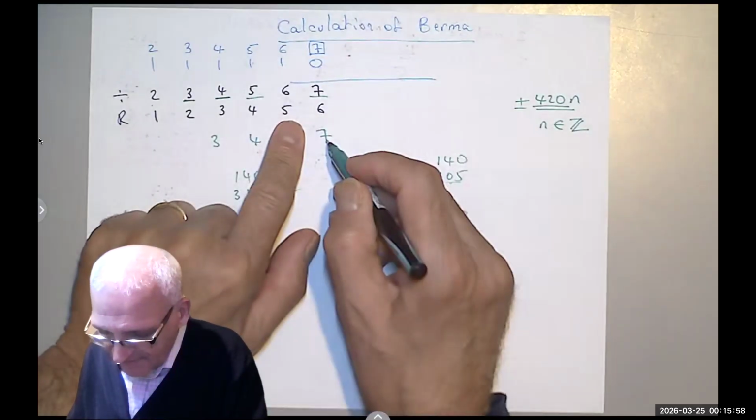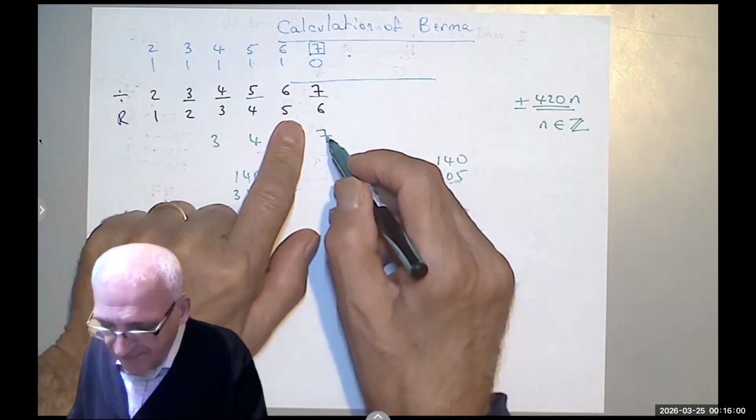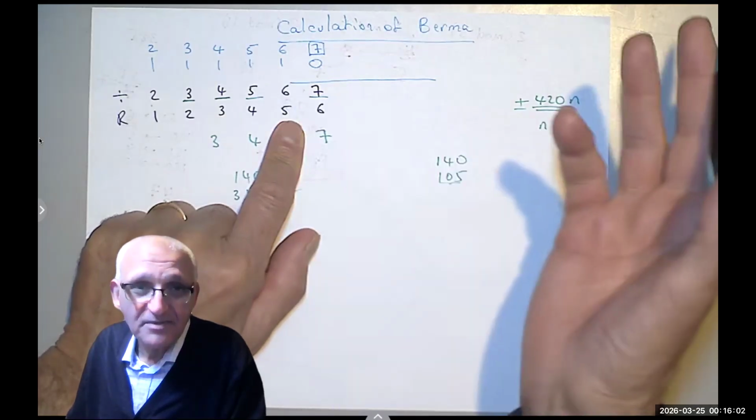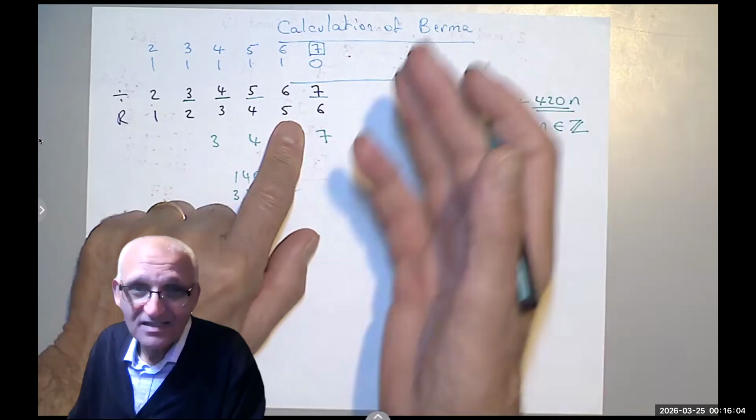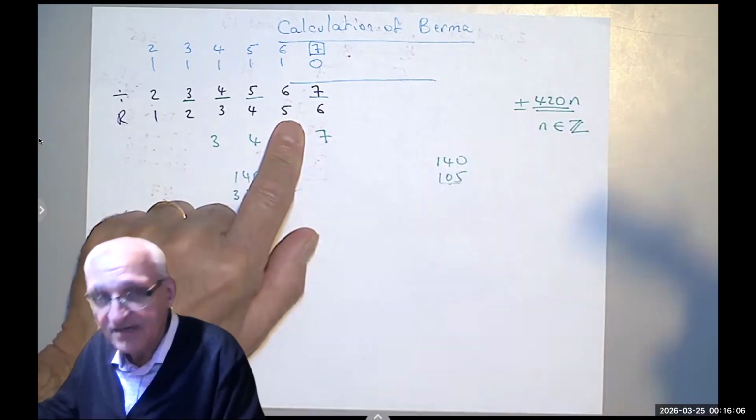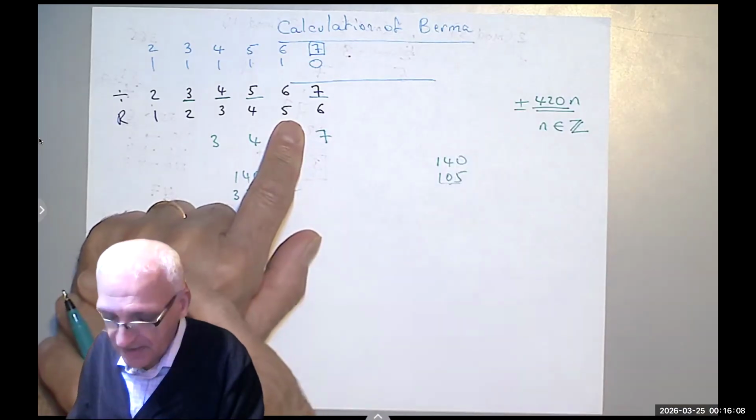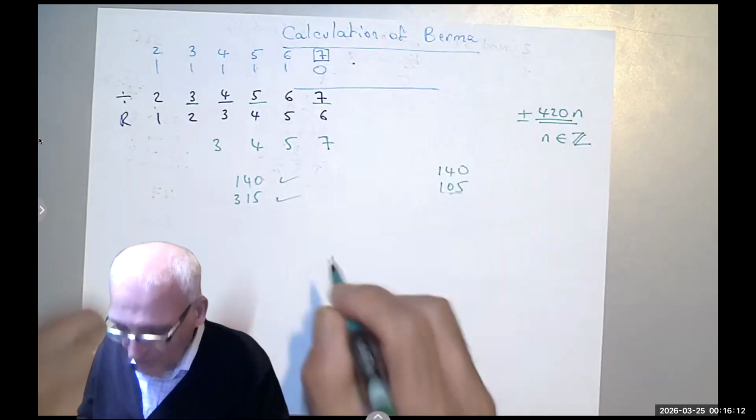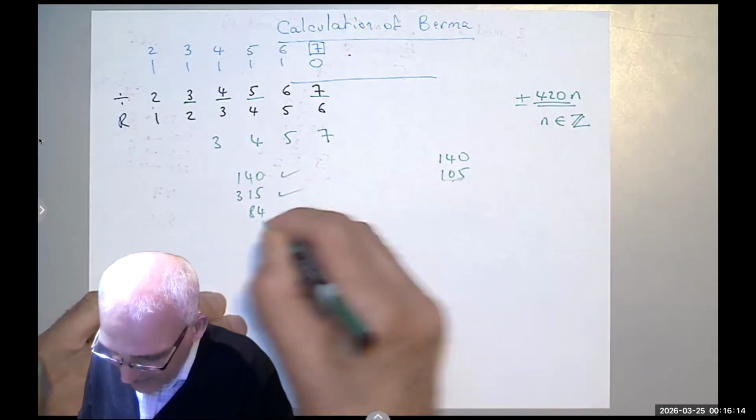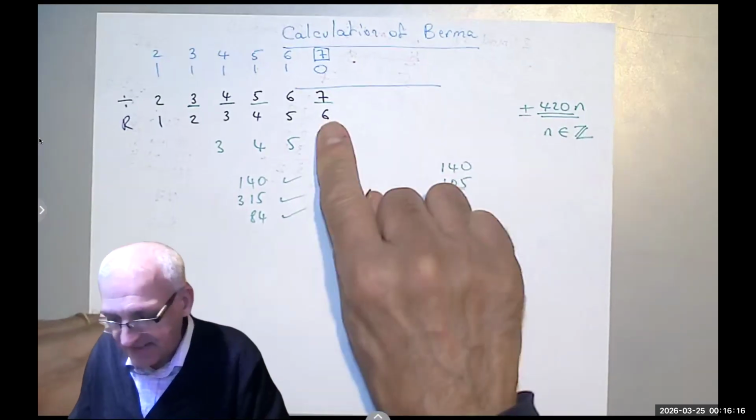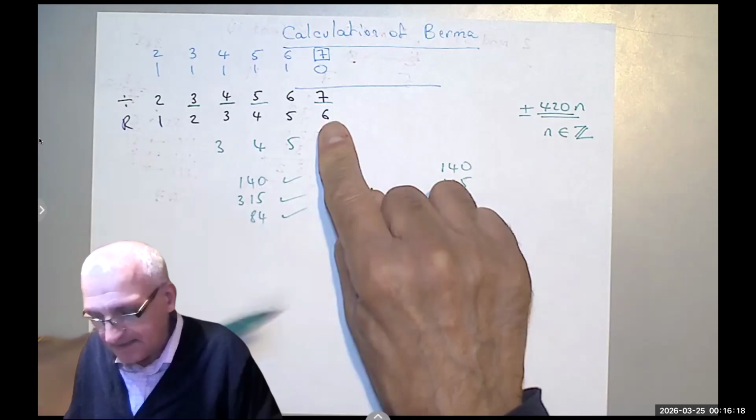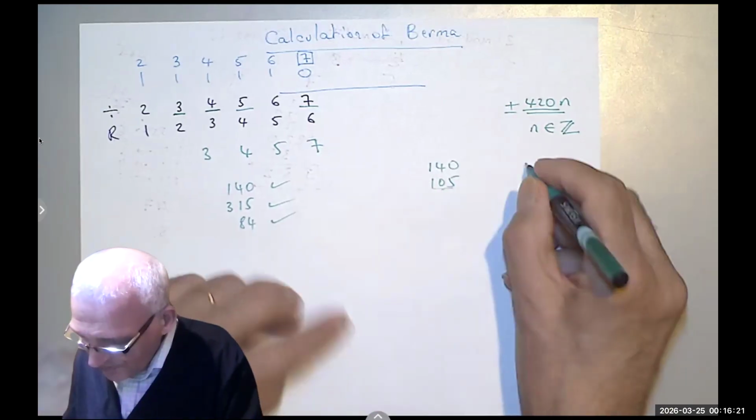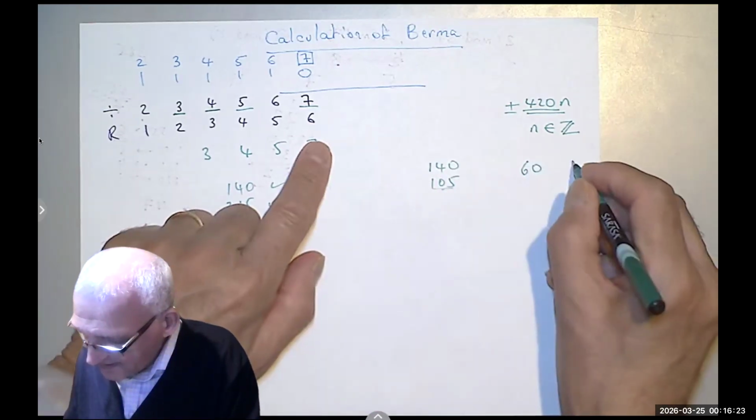12 times 7 is 84. 84 divided by 5 has a remainder of 4, because 80, any number that ends with 0 or 5, is divisible by 5. So 80 is divisible by 5, so 84 will have a remainder of 4. Great. And finally, by 7, I get 60. 60, when I divide it by 7, I get a remainder of 4.